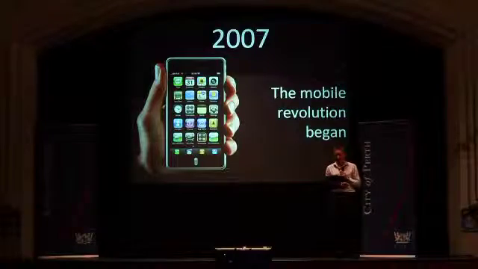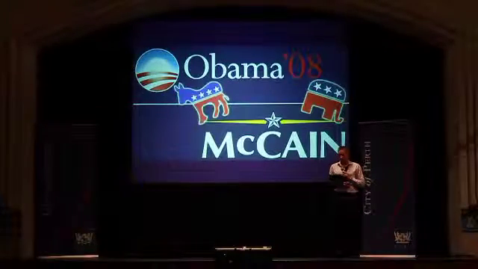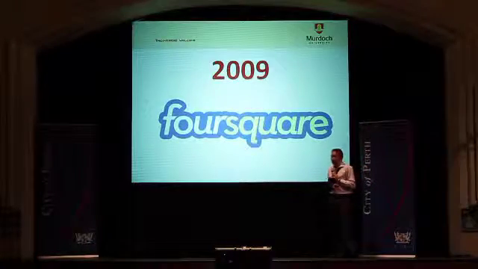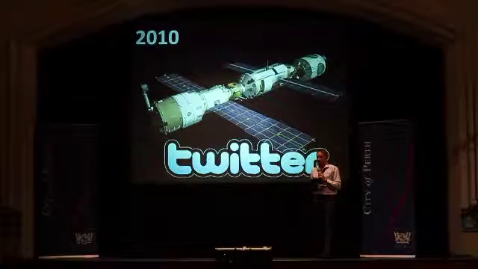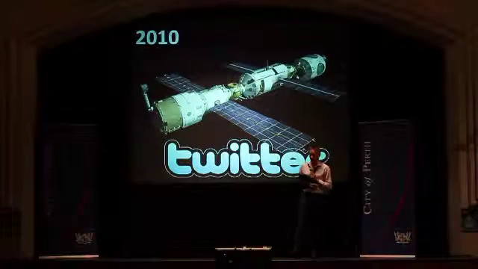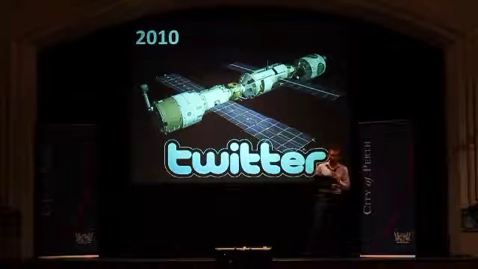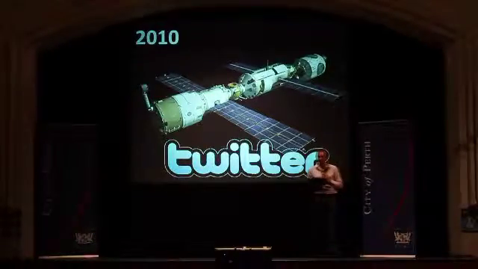2007, the mobile revolution began. Obama and McCain first took their presidential campaign online in 2008, 2009, Foursquare, 2010, only just last year, Twitter was used for the first time in space on an unassisted tweet from the space station. They used to do it before that, but somebody on Earth used to type it in for them. Now they can do it themselves.